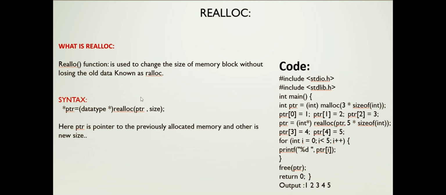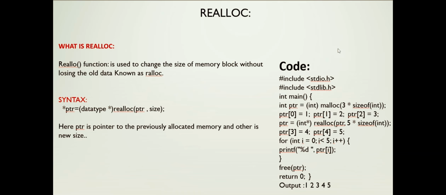The realloc function is used to change the size of a memory block without losing the old data. Syntax: star pointer is equal to data type star realloc pointer comma size. Here ptr is the pointer to the previously allocated memory and the other is the new size.